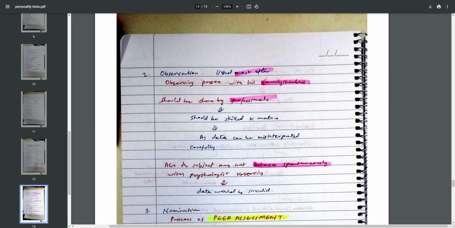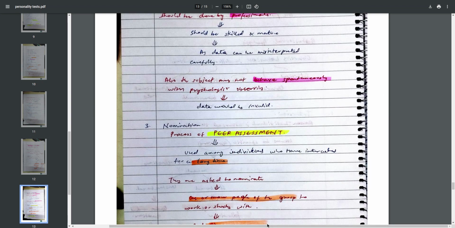And also another problem is that when the psychologist is observing this person talking to their family members, the subject may not always behave spontaneously or how they always behave. They may modify their behavior because the psychologist is watching. So the data would be invalid and not really useful.